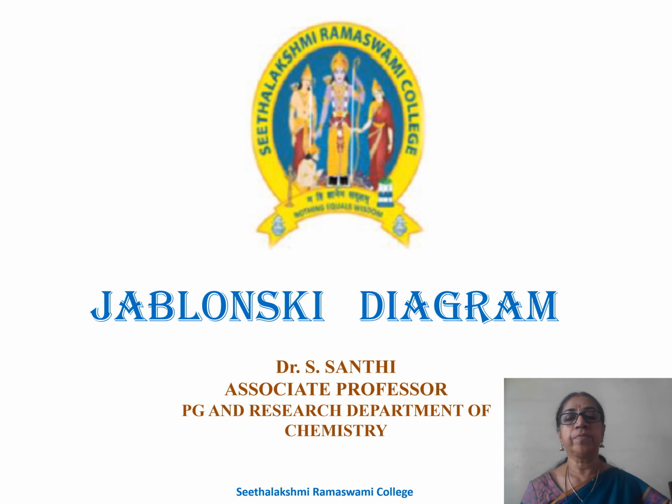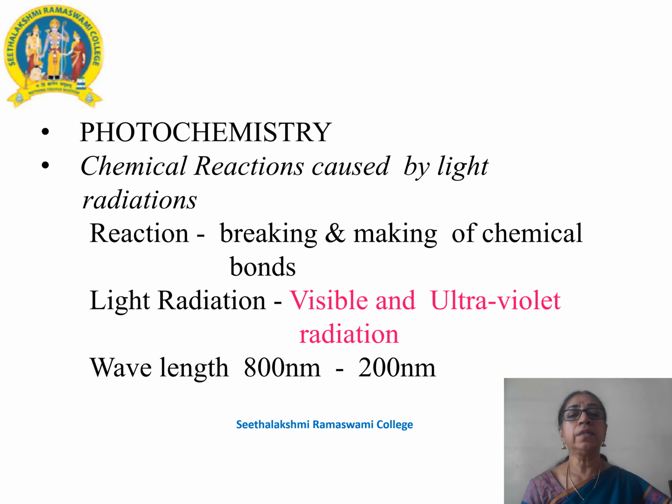Jablonski diagram. The present title is related to the topic photochemistry. Photochemistry deals with the study of chemical reactions caused by light radiation. The light radiation applied in photochemistry may be visible or ultraviolet radiation whose wavelength ranges from 800 nanometers to 200 nanometers.